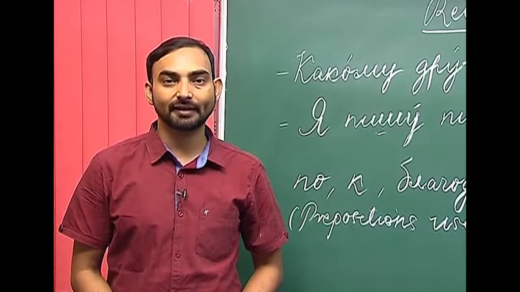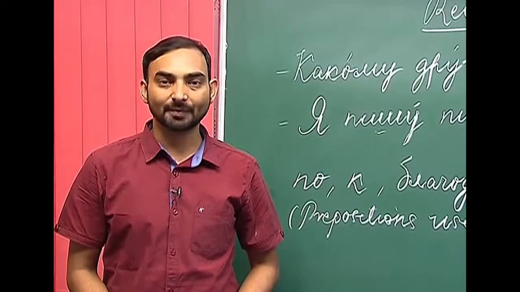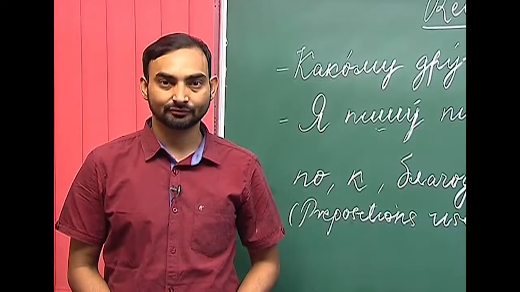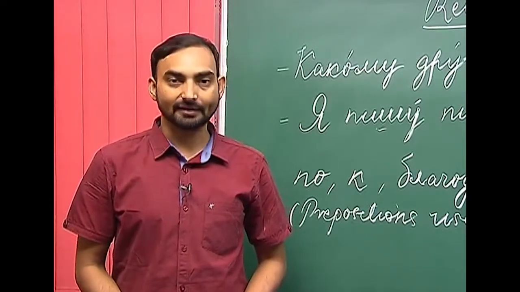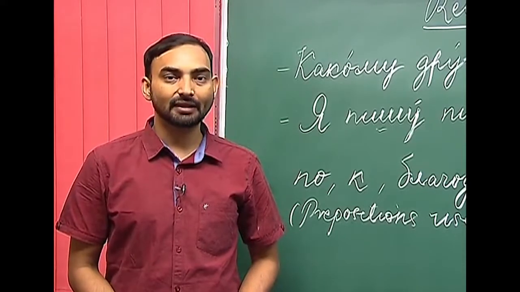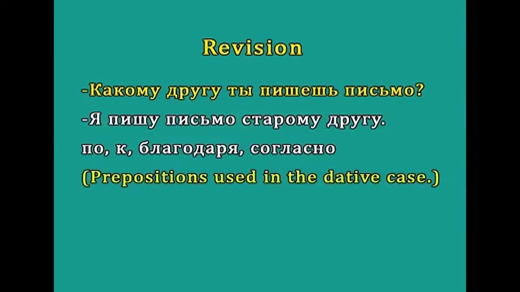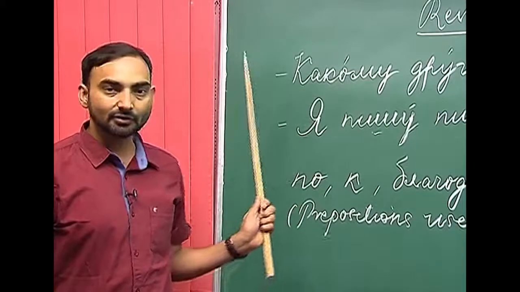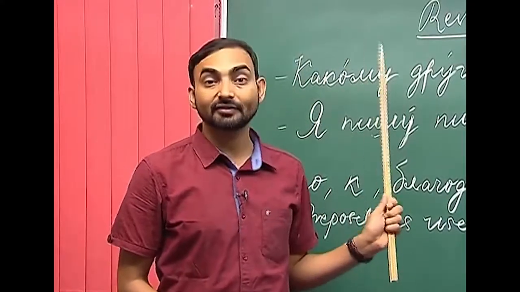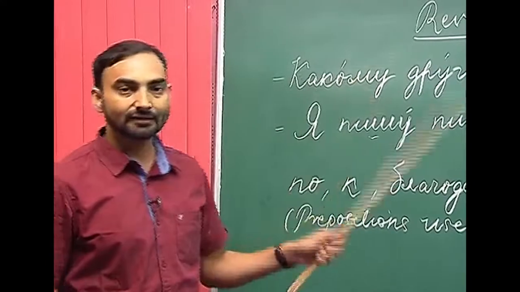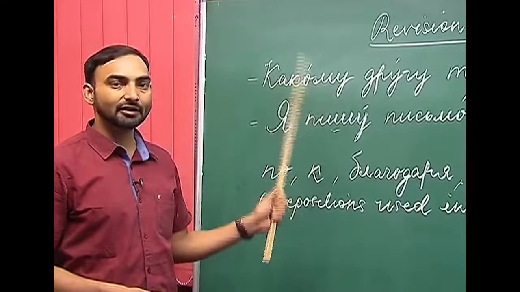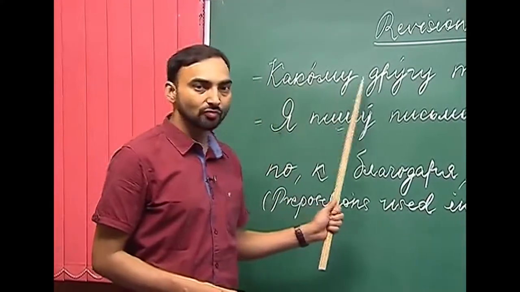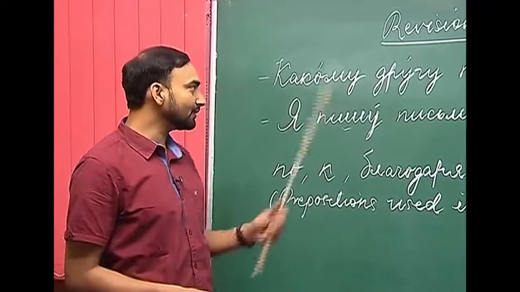Before moving on to today's lesson, let us quickly revise the topics that we have learnt in the previous lesson. If you remember, in the previous lesson we had learnt about the adjectives in the singular in the dative case and the prepositions that are used in the dative case. So, let us first look at the adjective part, singular adjective in the dative case. The question for masculine singular adjective that we use is kakomu, and for feminine gender we use kakoi.